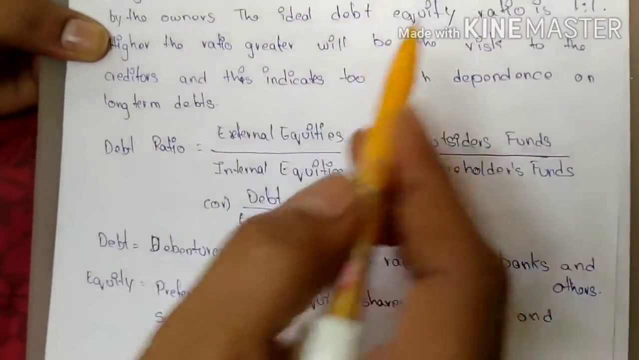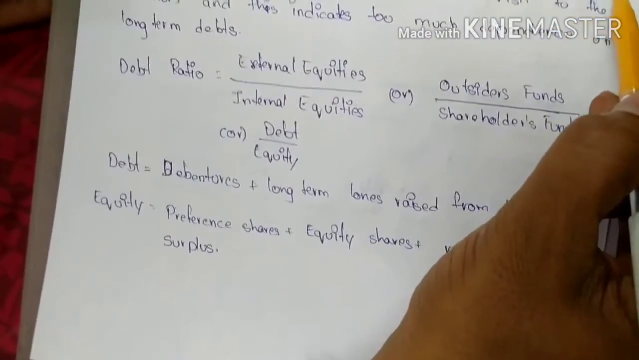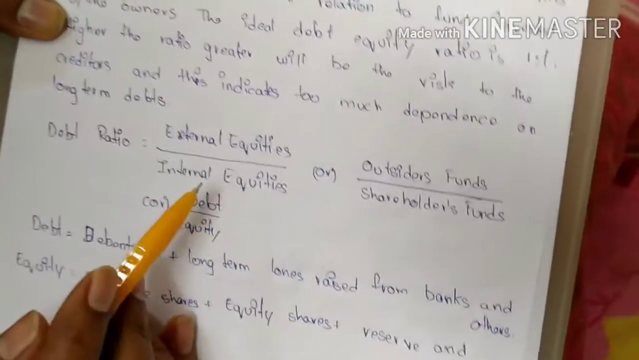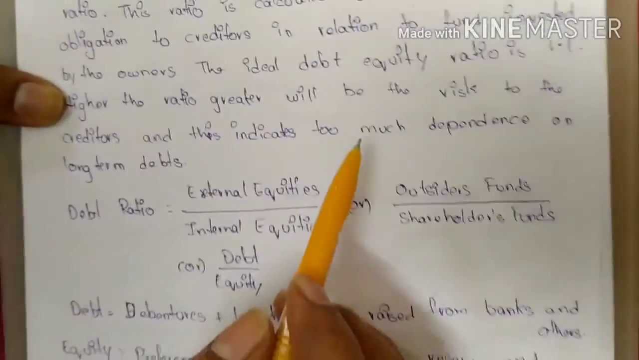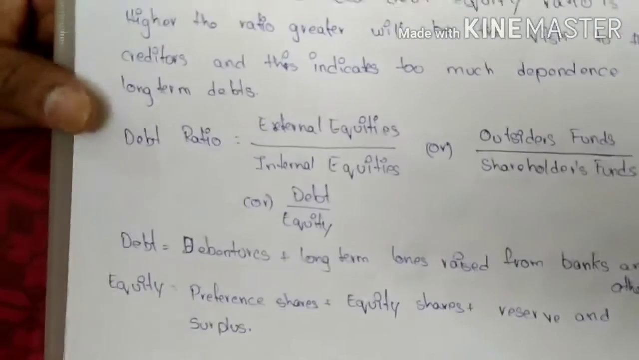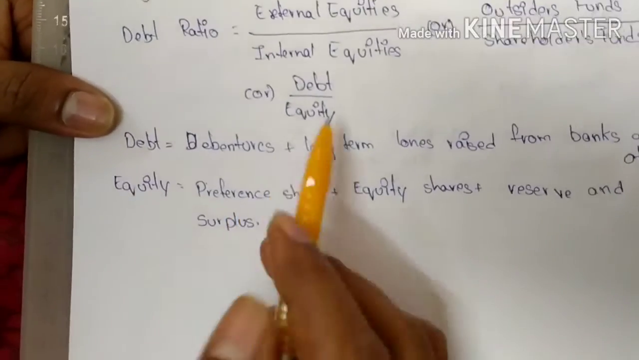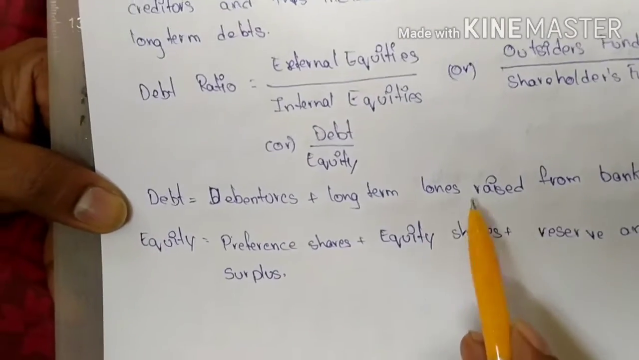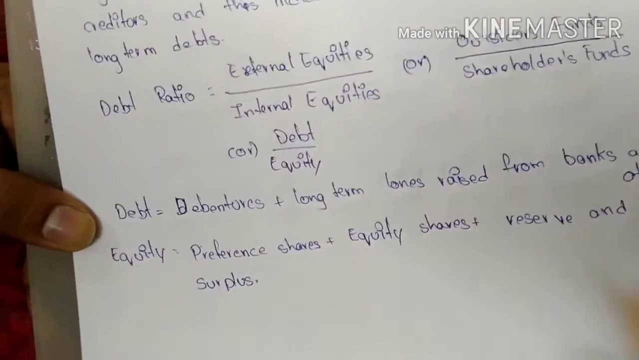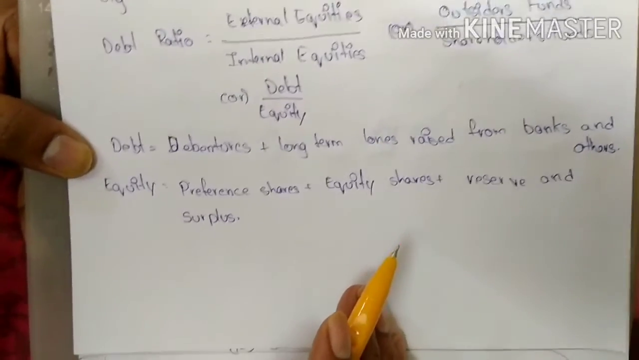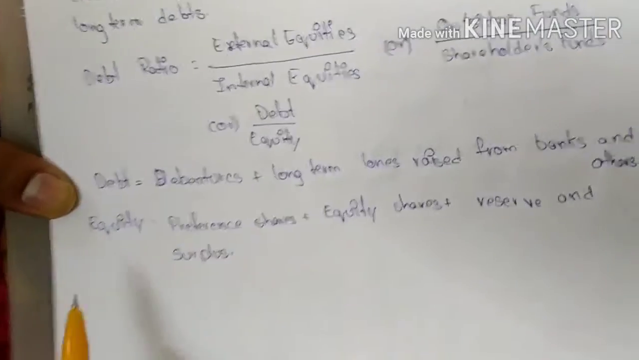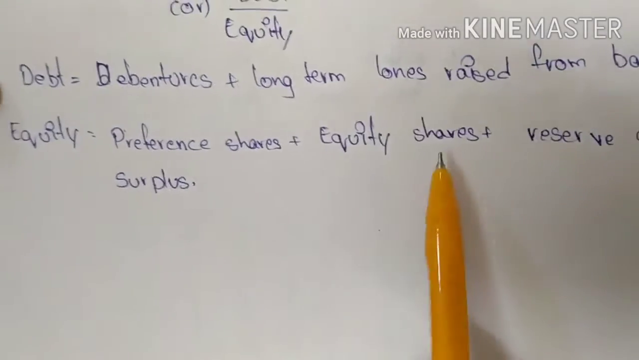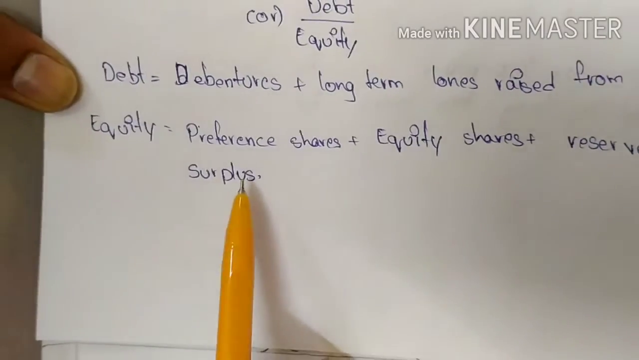So the desirable debt equity ratio is 1 is to 1. The 1 is to 1 situation means the company is generally in a comfortable position. Here you can see debt by equity. Debt is equal to debentures plus long term loans raised from banks and other financial institutions. Equity is equal to preference shares plus equity shares plus reserves and surplus.